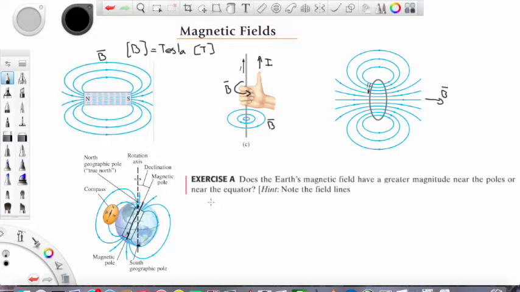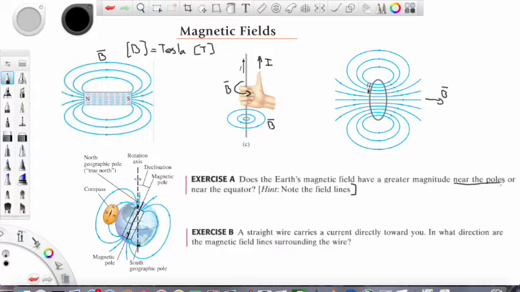Here are a couple of quick exercises. So first one, does the Earth's magnetic field have greater magnitude near the poles or near the equator? And the hint says, look at the field lines. As we discussed, the density of the field lines is an indicator of the strength of the field. So we definitely have more field lines at the magnetic poles than at the equator. So the field strength is larger near the poles.